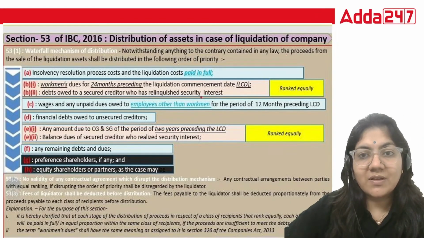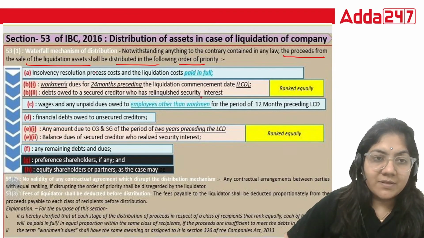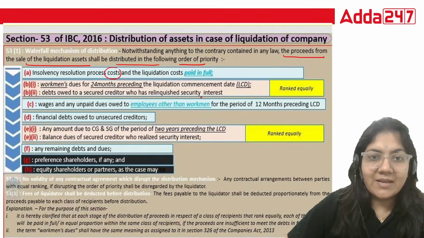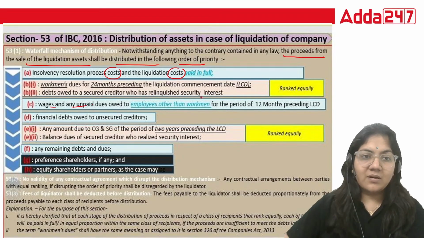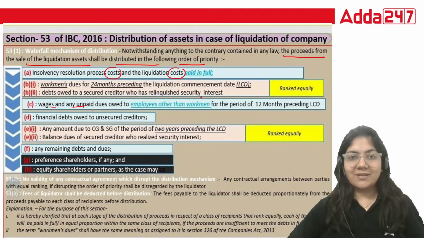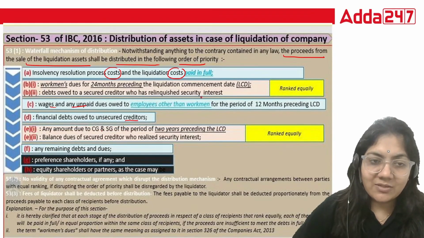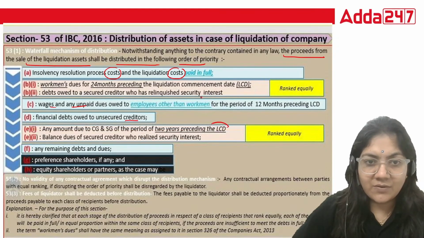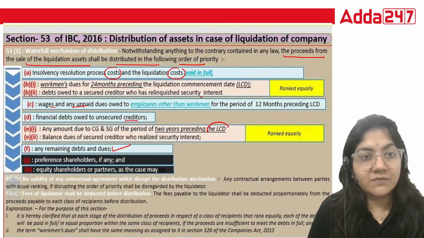Notwithstanding anything to the contrary, the proceeds from the sale of liquidation assets shall be distributed in the following order of priority. First, insolvency resolution process cost and liquidation cost, paid in full. Second, workmen's dues for the 24 months preceding the liquidation commencement date, and debt owed to secured creditors who relinquish security interest; they rank equally. Then wages and any unpaid dues owed to employees other than workmen. Then financial debt to unsecured creditors. Then any amount due to the state government and central government for the 2 years preceding, and any remaining debt. So guys, this is the systematic way of your waterfall mechanism.